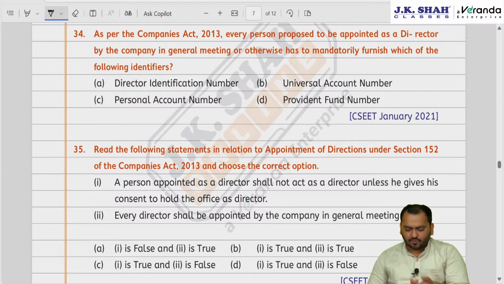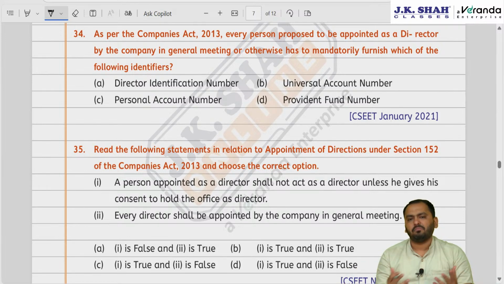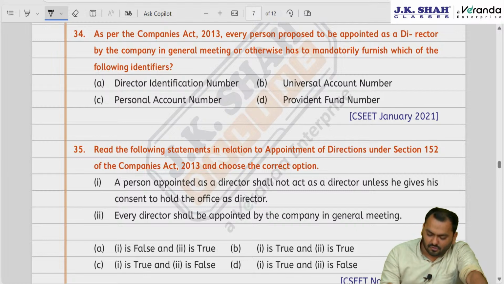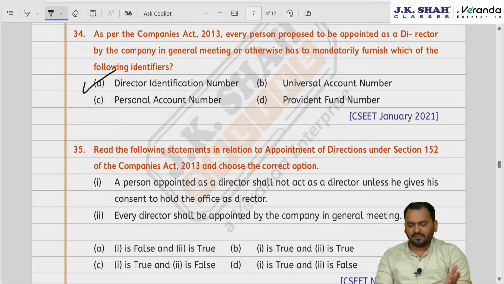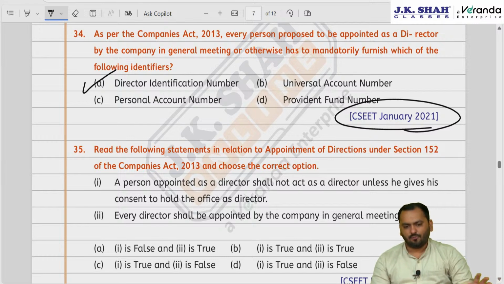So friends, when we talk about DIN, here they say that every person who is appointed as a director has to disclose his DIN to the company, and in general meeting also. So the answer is DIN. The other options are universal account number, personal account number, provident fund number. This is like the questions they ask in KBC for 1000 rupees, 2000 rupees, such a simple question, right? And this was asked in CSET January 2021. I hope this is clear. So DIN is the answer, option A.